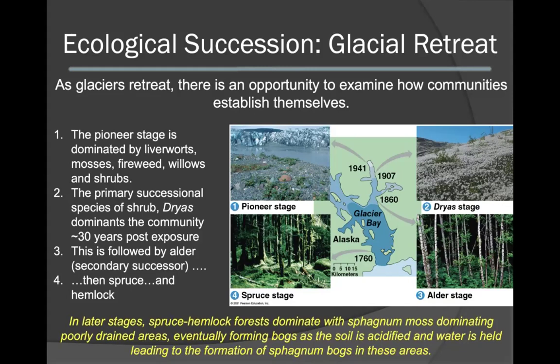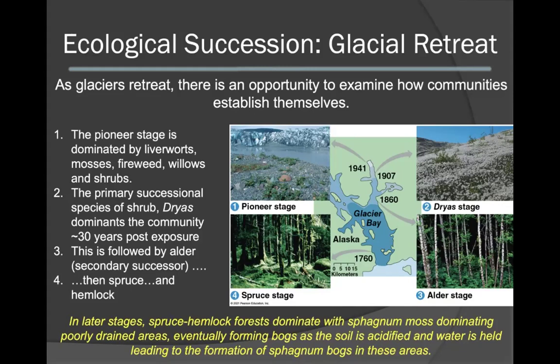The primary successional species of shrub, Dryas, will dominate the community in the Dryas stage. This typically occurs about 30 years post-exposure, or post-glacial retreat. This is then followed by a secondary successor, or alder species of trees. This is then followed by spruce and eventually hemlock.